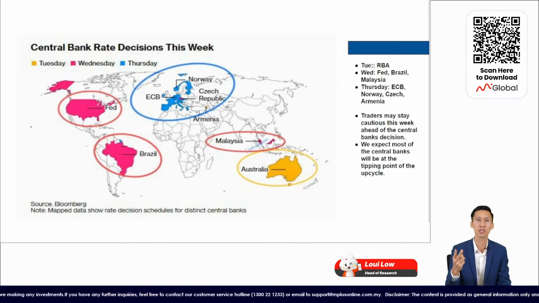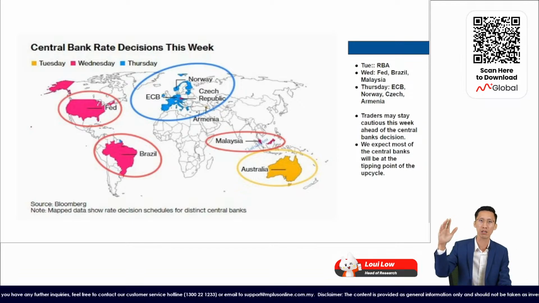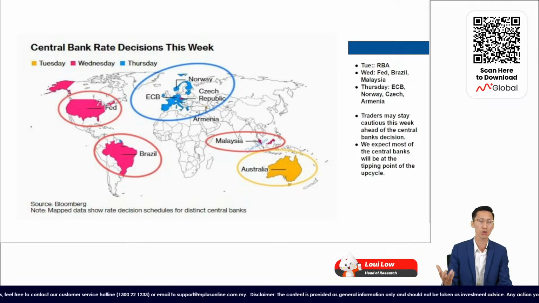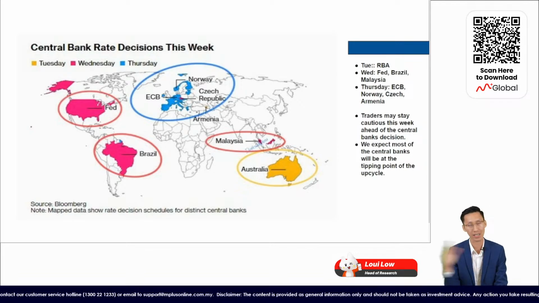The second scenario is that they have already completed the upcycle and are going to reduce the interest rate. So scenario one is taking a pause and remaining flat for the rest of the year. The second scenario is to reduce, with the rate cut coming in throughout the second half of the year. So what do you think about this? Is it scenario one or scenario two?